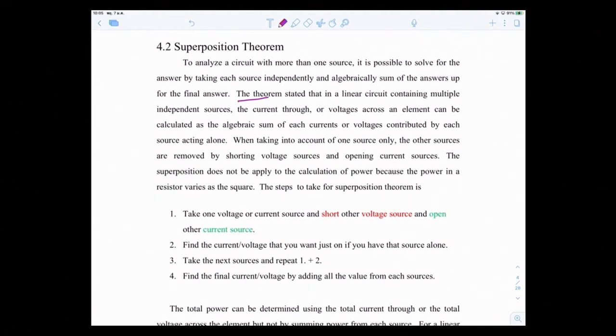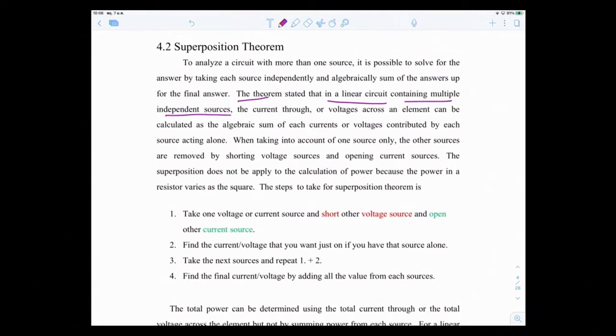This topic today will be on superposition theorem. The theorem simply states that if you have a linear circuit containing multiple independent sources, either voltage sources or current sources, and you need to find some voltage or current in some part of the circuit.